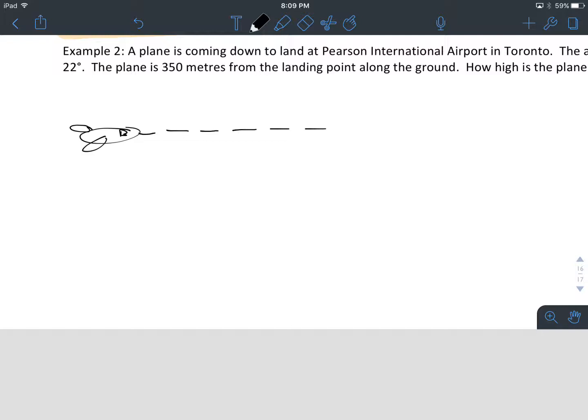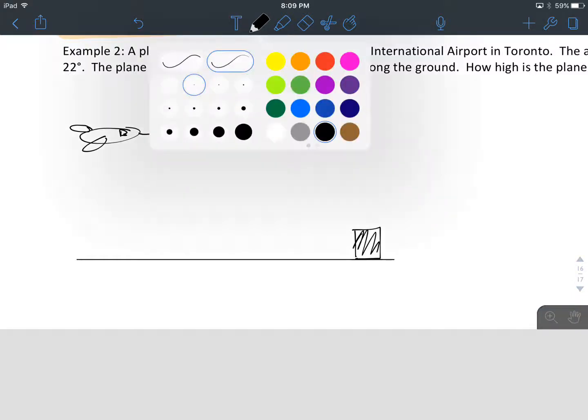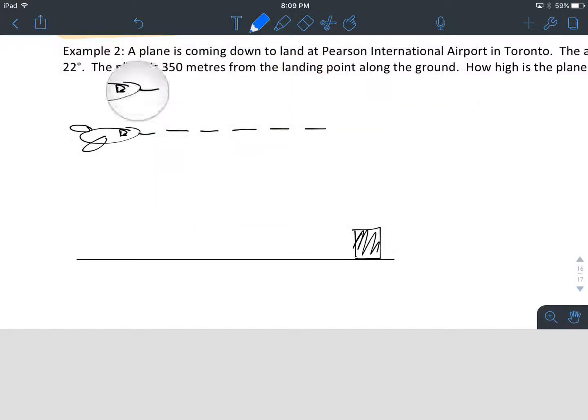But Pearson International Airport, which I will draw down here, looking something like a colored in rectangle, is over here. And again, I'll draw the ground in under Pearson International Airport. Let's put our airport on the ground. So there is our airport, there is our airplane. What we know is that the angle of depression, so that's the angle that our plane would go through as it would head down towards Pearson International Airport.